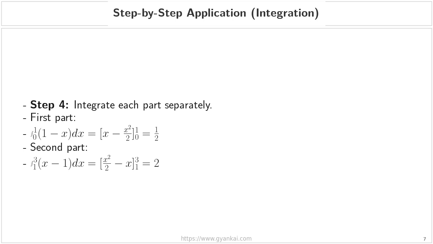This gives us 3 squared divided by 2 minus 3, minus 1 squared divided by 2 minus 1. That's 9 divided by 2 minus 3, minus 1/2 minus 1. Simplifying, we get 9 divided by 2 minus 6 divided by 2, minus 1/2 minus 2 divided by 2, which is 3 divided by 2 minus negative 1 divided by 2, which equals 3 divided by 2 plus 1 divided by 2, giving us a final result of 2. So, we've now successfully integrated both parts of our split integral. In the next step, we'll simply add these two results together to find the total value of the original integral.